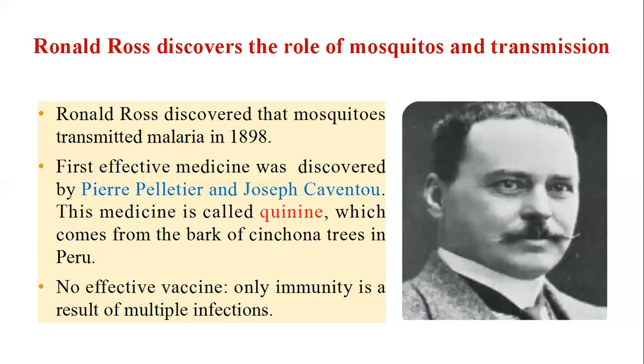No effective vaccine to date, only immunity as a result of multiple infections. But scientists are trying. Some vaccines are in clinical trials, which we are going to discuss in this lecture.